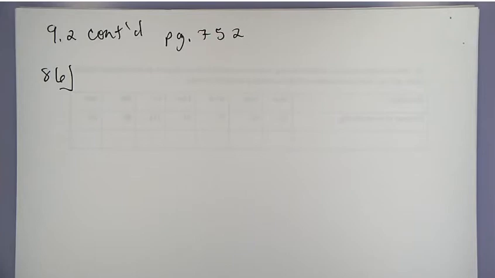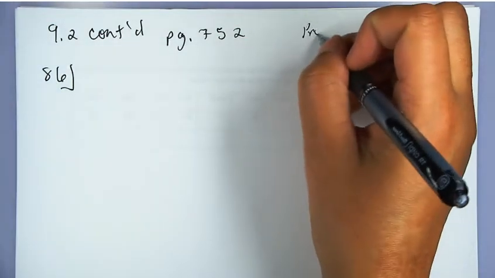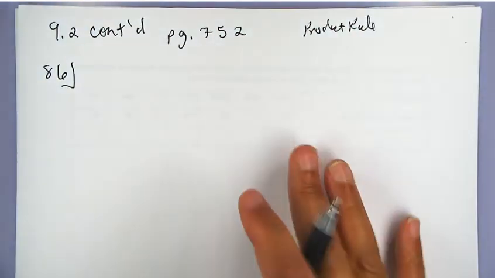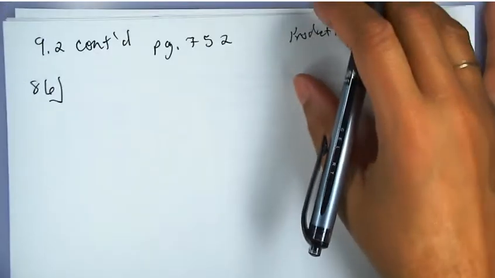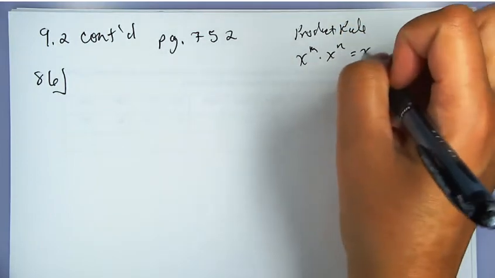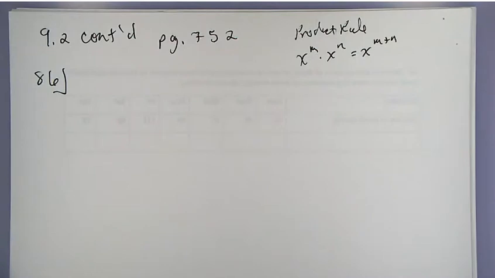I just want to repeat number 86, and I'm just going to write some rules on the right hand side just to remind us of the rules that we already know. We have our product rule that says that x to the m times x to the n is equal to x to the m plus n. And I don't know if in class I used x or if I used a, it's still the same thing as long as the bases are the same.